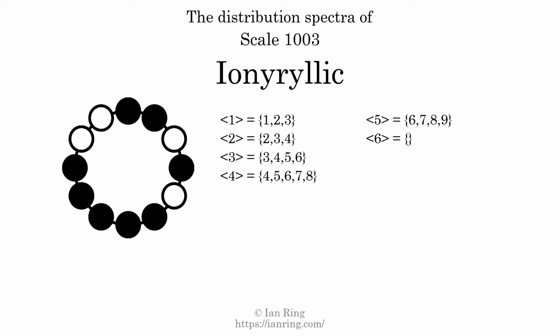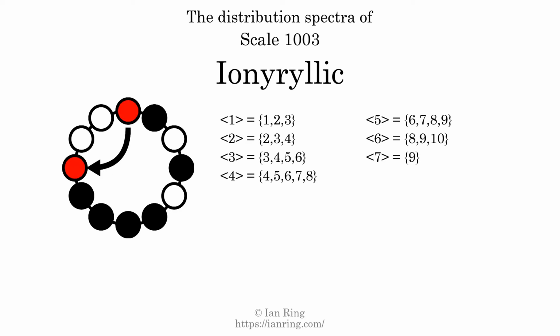The generic interval of 6 scale steps comes in 3 different specific interval sizes: 8 semitones, 9 semitones, and 10 semitones. The spectrum width of this generic interval is 2. And finally, the generic interval of 7 scale steps comes in 3 different specific interval sizes.